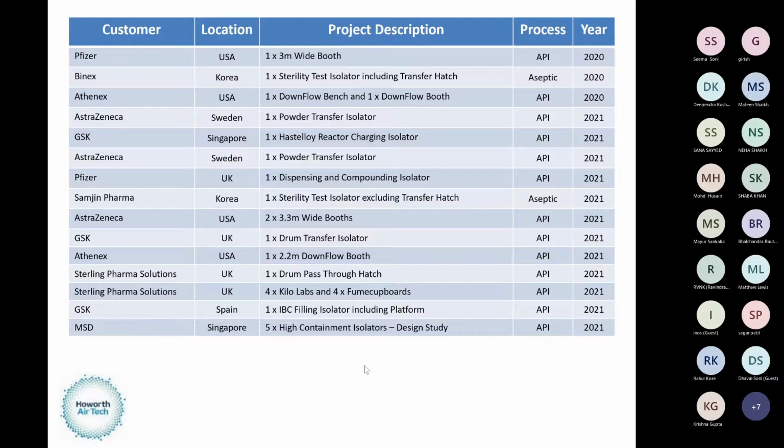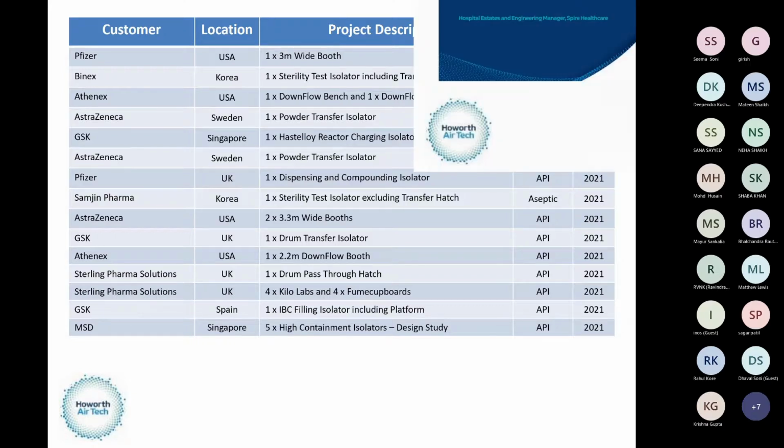MSD Singapore is a new project where we're looking at quite a big facility over there. We've actually been using the team from Jacobs in India on this particular project. So yeah, it's becoming a real global operation.